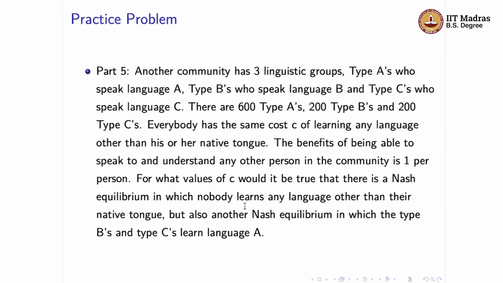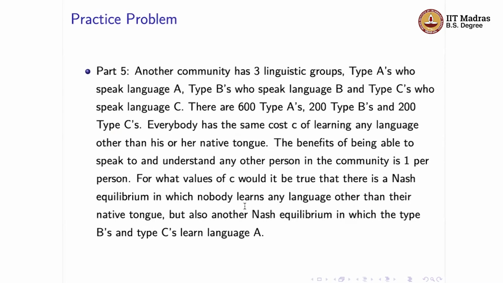Okay, what's the benefit of learning the other language? Then you can speak to and understand any other person in the community with whom you can converse, and the benefit is 1 per person. Okay, so the question is, for what values of C would it be true that there is a Nash equilibrium in which nobody learns any language other than their native tongue?